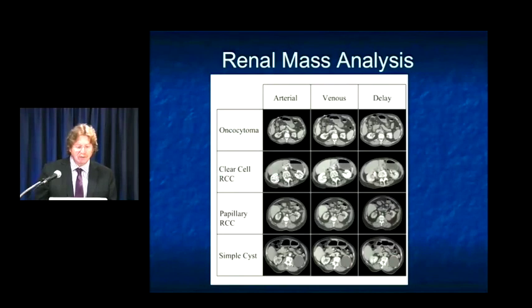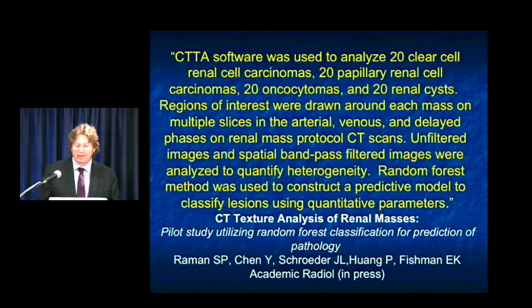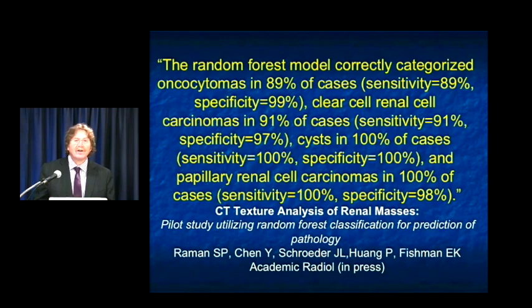The same thing is true of renal masses, from oncocytoma to clear cell to papillary to simple cyst. The same software was used, and this article is now recently published, but this random forest technique was able to create a predictive model to classify lesions. So again, very good results. So very, very important. This is going to be one of the areas, I think, where CT really plays a major role. So it's not going to be just reading the CT, it's going to be data analysis after that takes place.